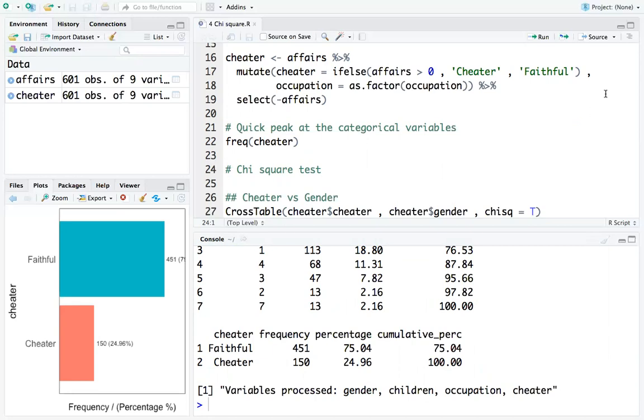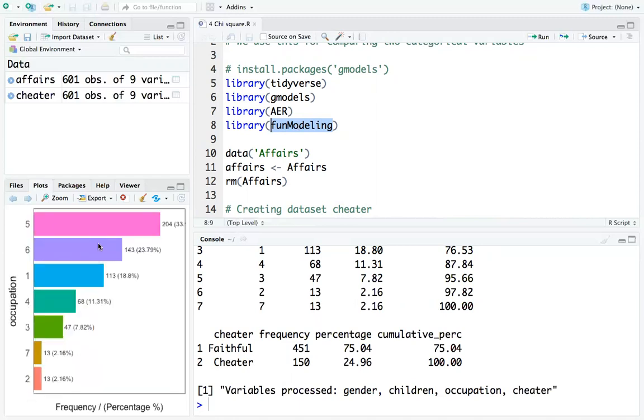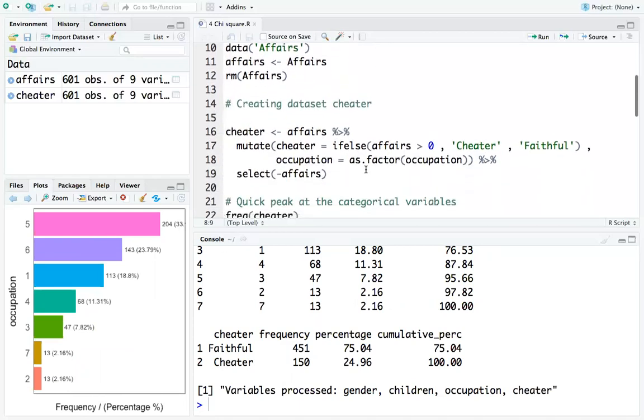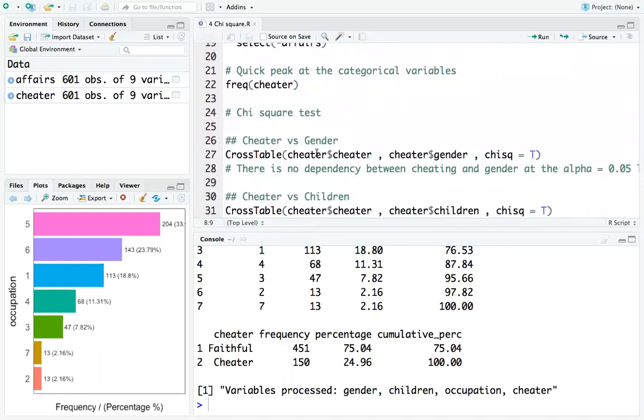You see I just did this function freq cheater. This comes from the package funModeling that produced these graphs for me. And if I label it as a category, as a factor, it gives me these summary statistics, okay? Anyway, let's do the test of cheater versus gender.